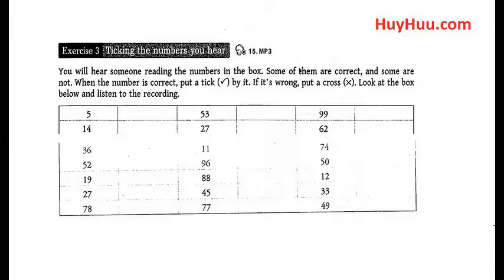Exercise 3. Ticking the numbers you hear. You will hear someone reading the numbers in the box. Some of them are correct and some are not. When the number is correct, put a tick by it. If it's wrong, put a cross. Look at the box below and listen to the tape.